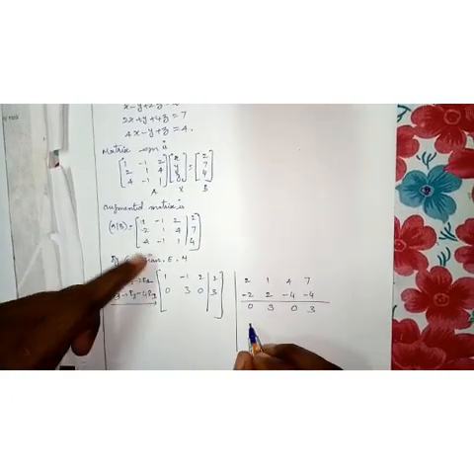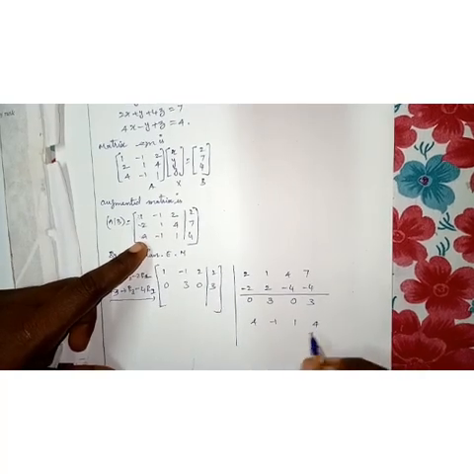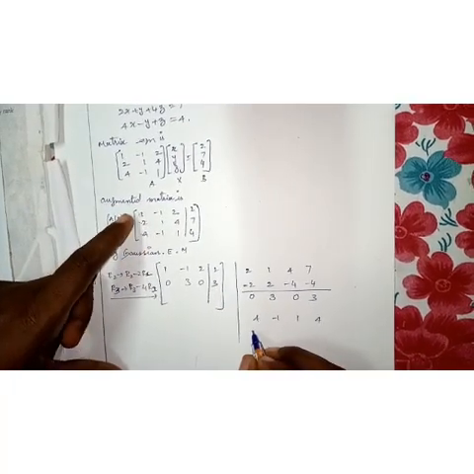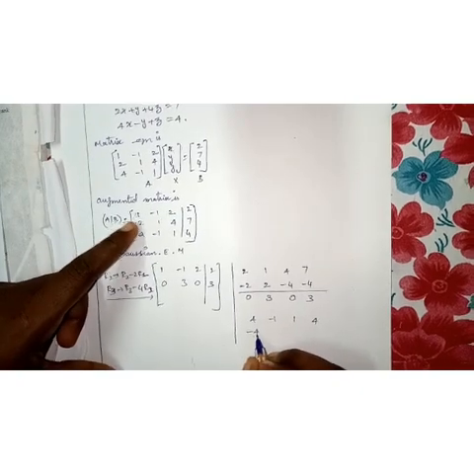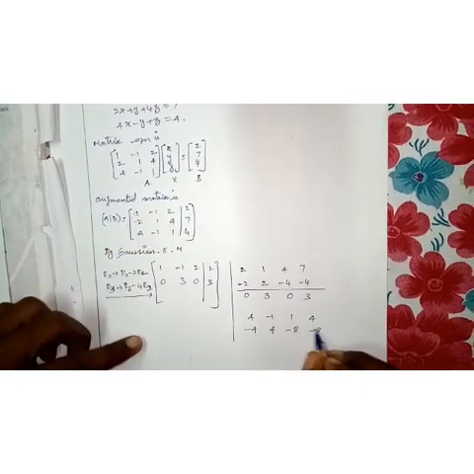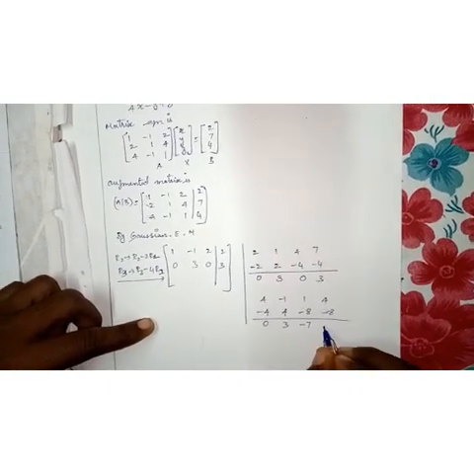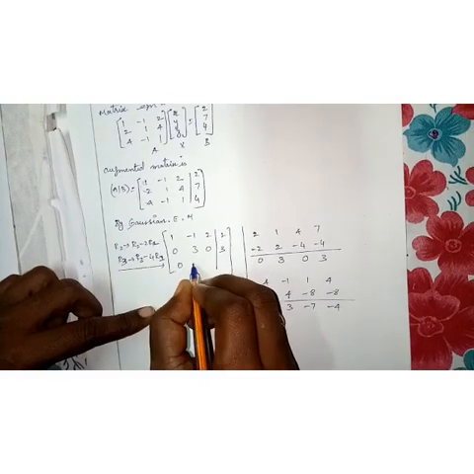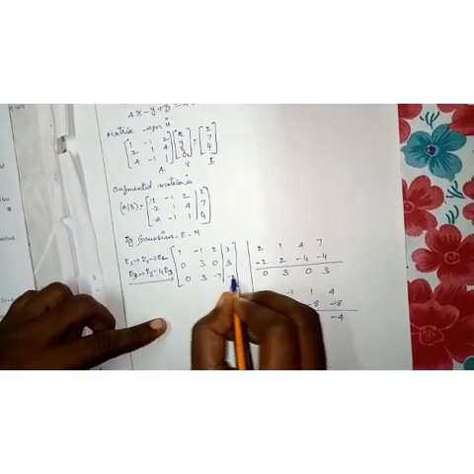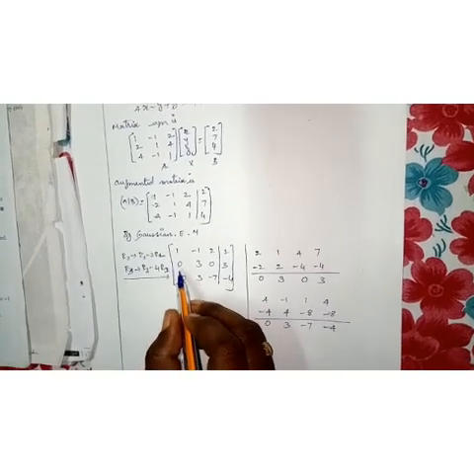Then come to the third row: 4 minus 1 1 4. Again multiply by 4 in the first row: minus 4, plus 4, minus 8, minus 8. Answer: 0 3 minus 7 minus 4. Okay, these two numbers, we got 0.